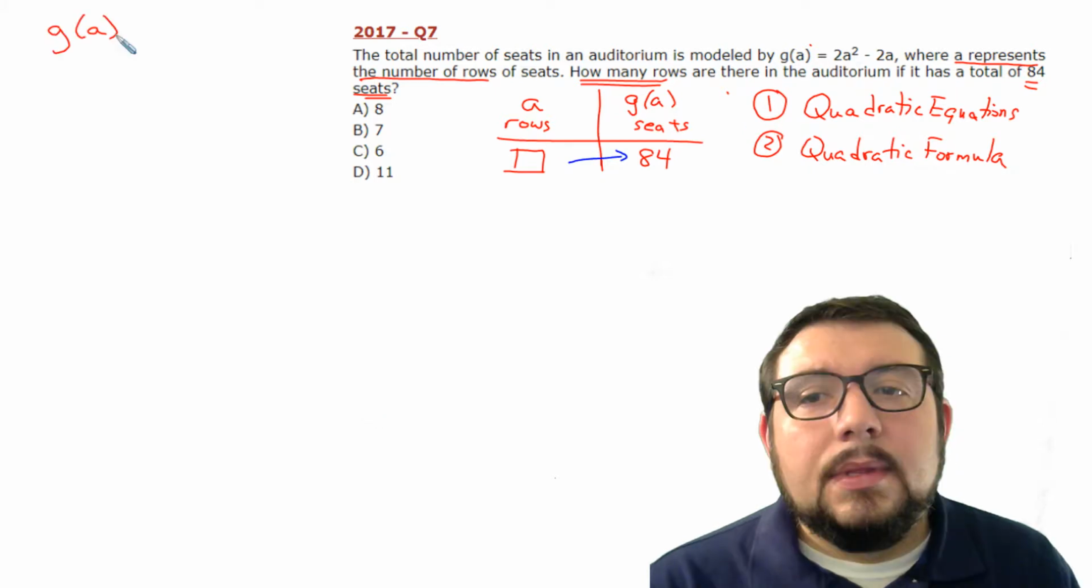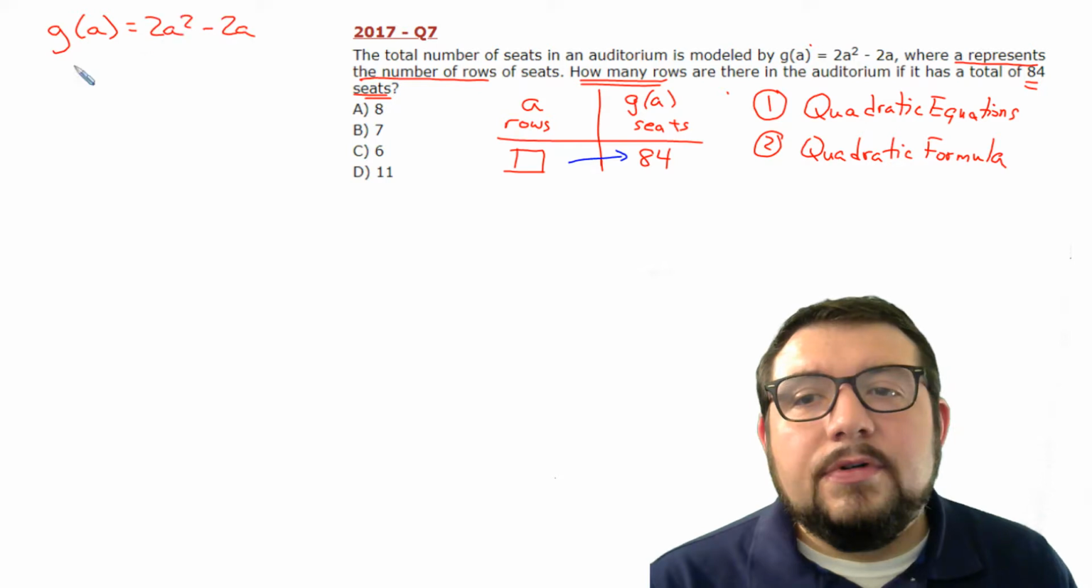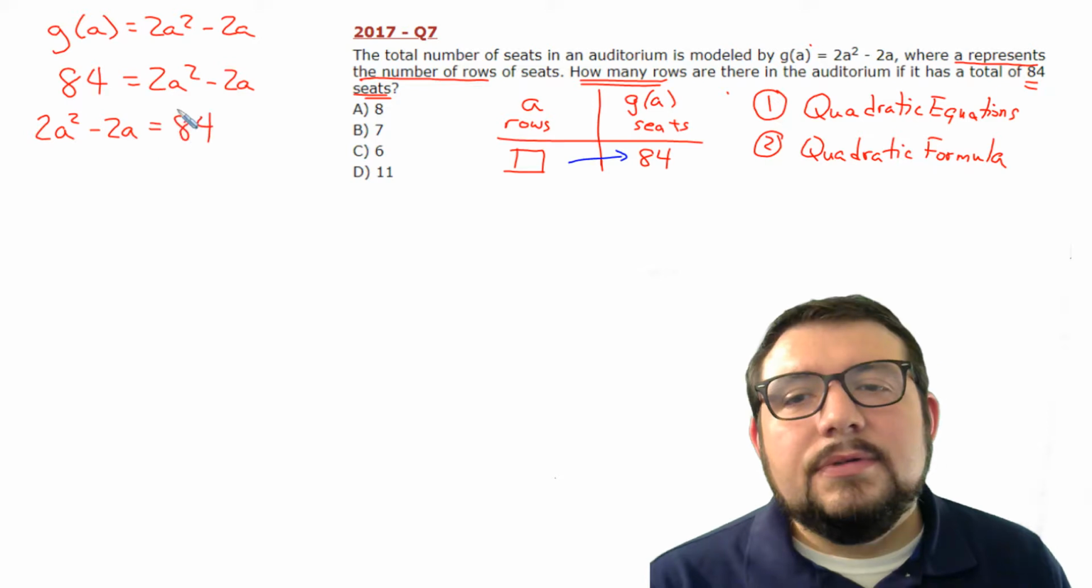G of A equals 2a squared minus 2a. Now I know that I want to produce the number 84, so I'm going to just exchange G of A and make it 2a squared minus 2a. Now for those who really like math, to be honest with you, I like to flip an equation so that my variables are on the left. I just find it easier looking. I don't know why, but it's just psychological with me. So I'm going to do that step.